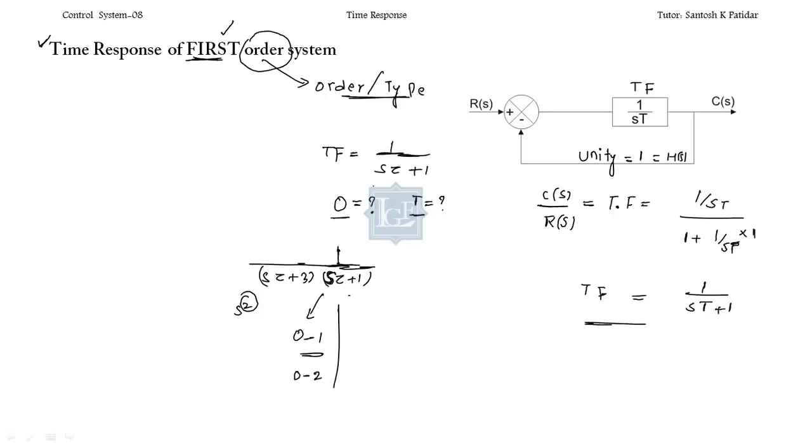And what about the type? Type is the power of s at s equal to 0, that is at the origin. If you have s to the power n over here, this n I call the type. This n is called the type. This system is a type n system.